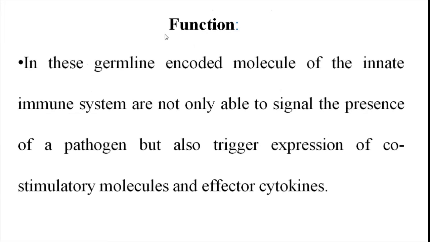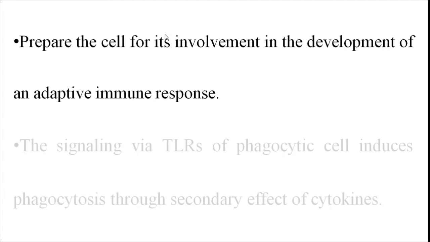Now let's discuss the different functions of this toll-like receptor. As we have discussed, they are the receptors of the innate immune system because they are germline encoded molecules of the innate immune system, and they not only recognize the presence of a signal from the pathogen, but they are responsible for the expression of different stimulatory molecules and effector cytokines. Now they prepare the cell for its involvement in the development of an adaptive immune response.